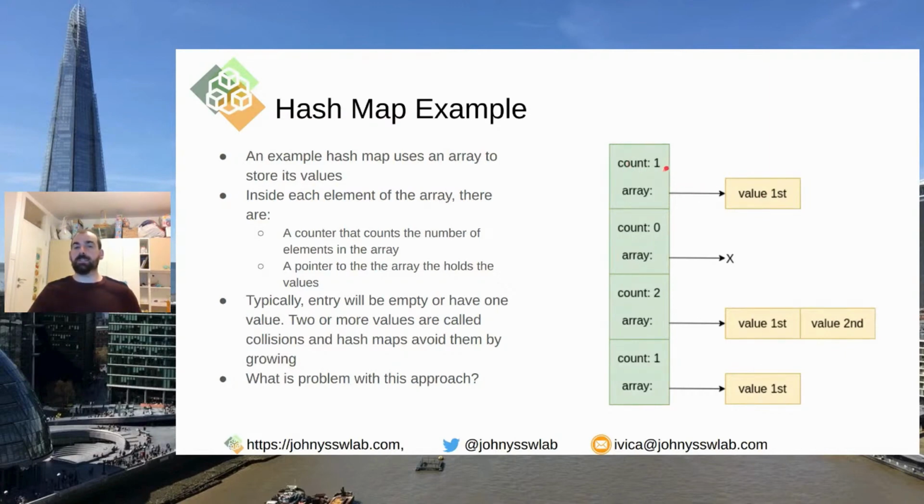So here this bucket holds one data, and there is a pointer to it. This bucket holds 0 data, so the pointer is null. This bucket holds 2 data, so there is a collision here: the first value and the second one, and so on. So what is the problem with this approach?